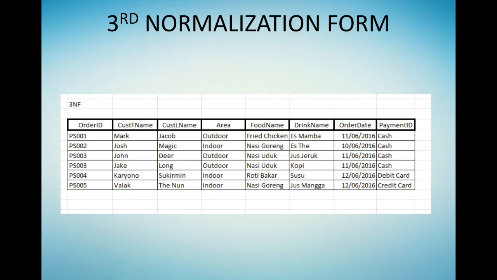And lastly is the third normal form, or 3NF. For a database to be in third normal form, the following rules have to be met. First, it is already in 2NF. Second, there are no non-key attributes that depend on another non-key attribute. And this is the example of a 3NF table.